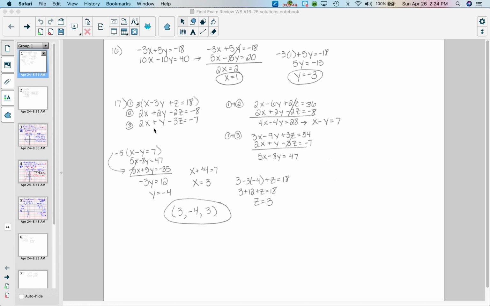Then I chose 1 and 3, also dropped the z out, got another equation, and then used those two equations to drop out a variable. I solved for y, and then it was just back substitution to come up with the other ones. So hopefully you're okay on that.